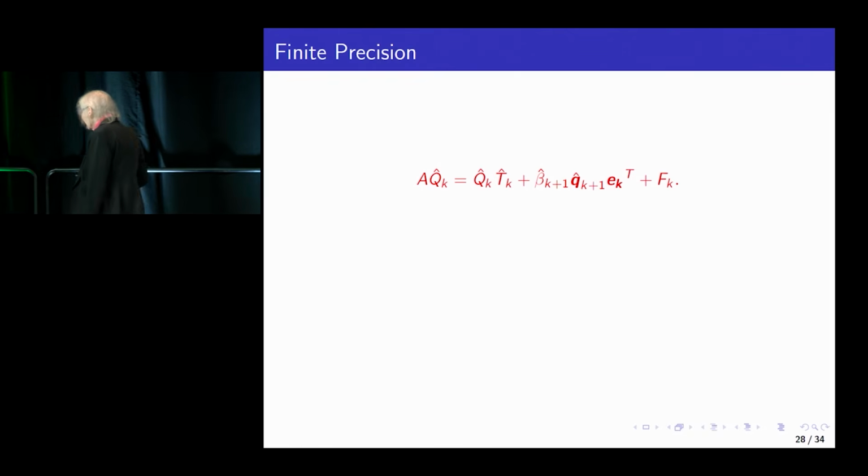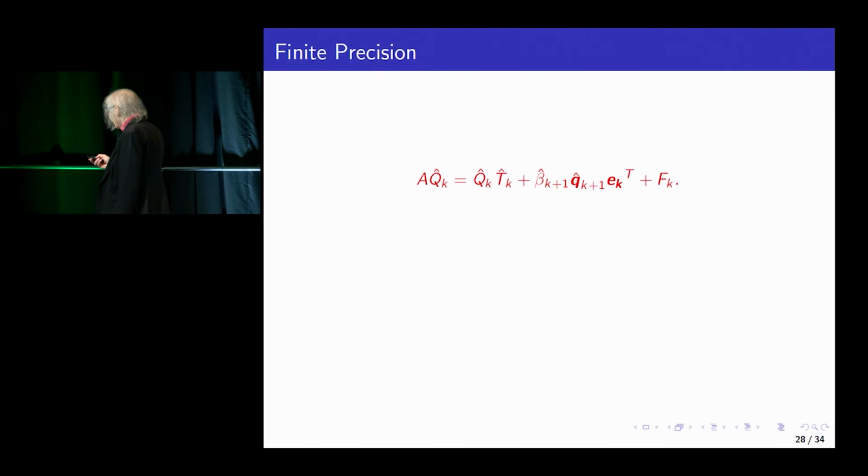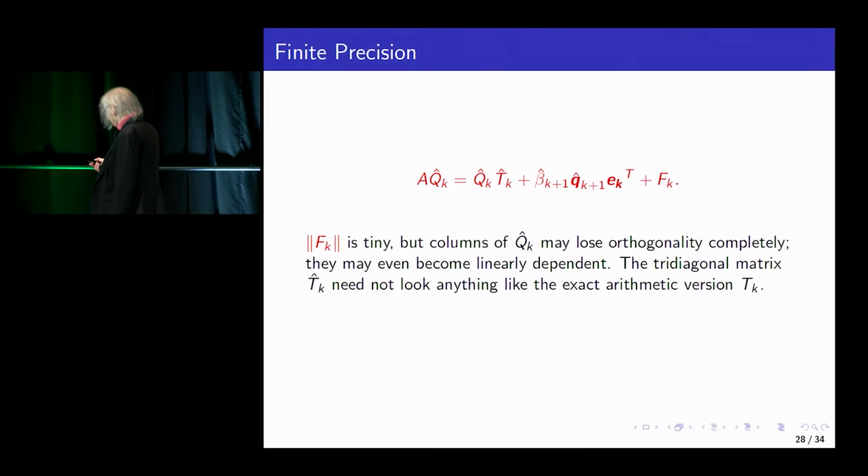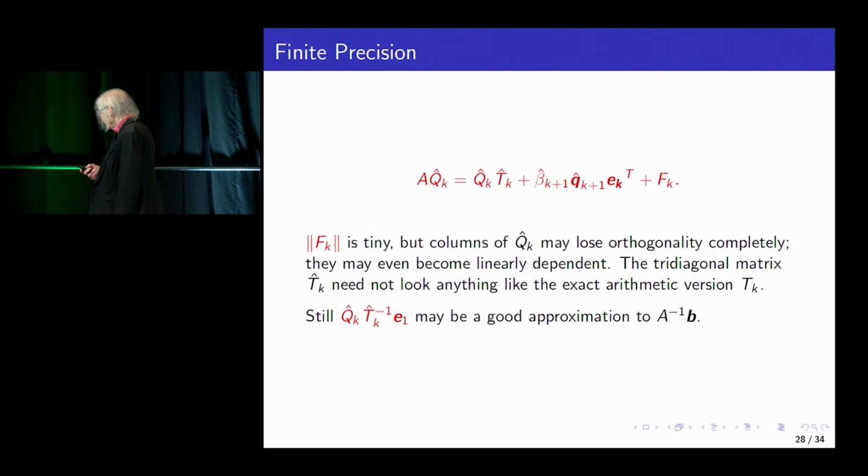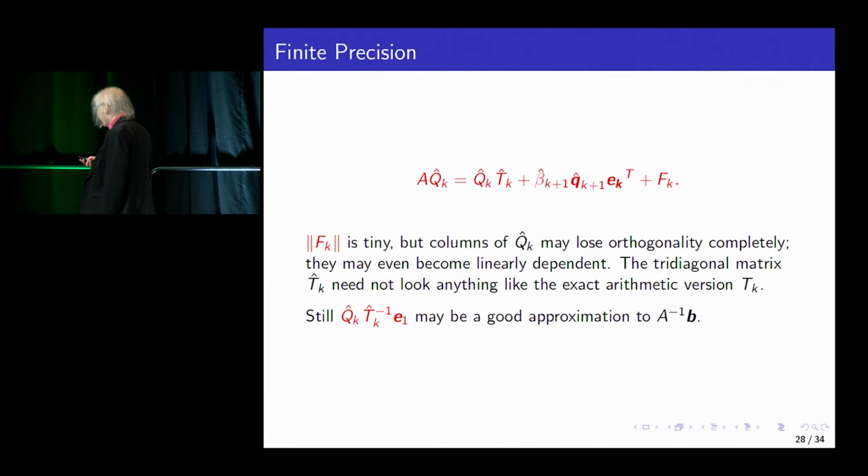What happens in finite precision arithmetic? Well, you almost have this 3-term recurrence, but you have a small rounding error here. What does that do to things? So the norm of FK is tiny, but the columns of QK hat may lose orthogonality completely. They may even become linearly dependent. The tridiagonal matrix TK hat that's generated in finite precision arithmetic may not look anything like the exact arithmetic version. Still, QK hat, TK hat inverse E1 may be a good approximation to the solution A inverse B.